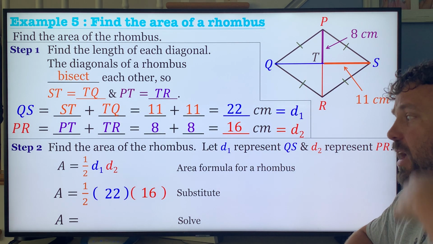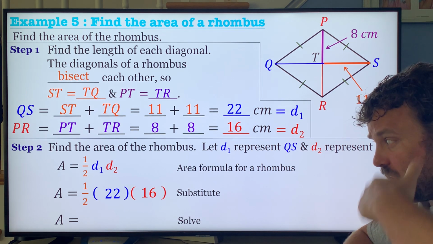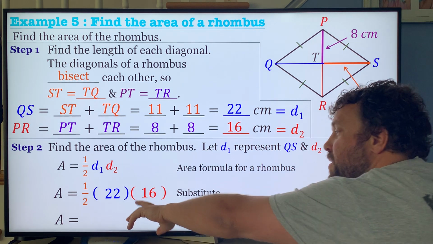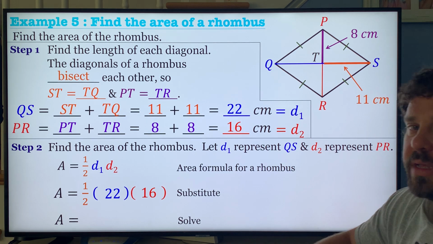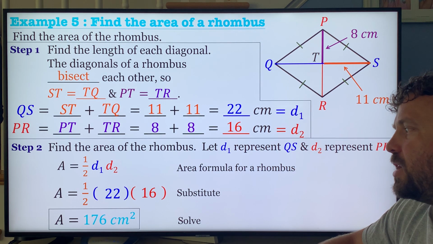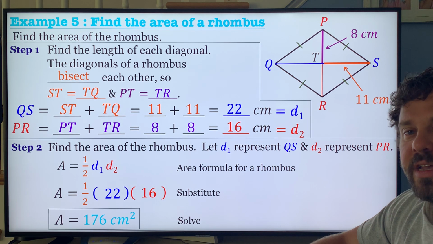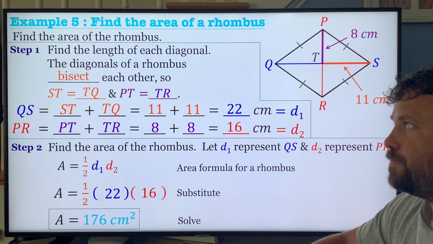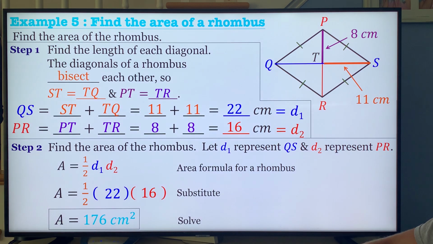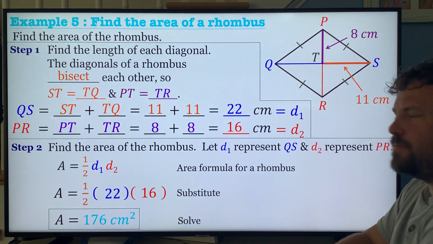You do not take half of each one. You just do 1/2 times 22 times 16. Only if there was a plus or minus between these two is when you would distribute. So you get 11 times 16, which is 176. Since this is area, it is centimeters squared. That's it. See that? Already halfway done with the lesson.